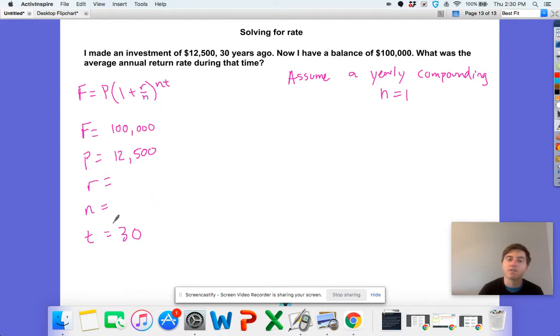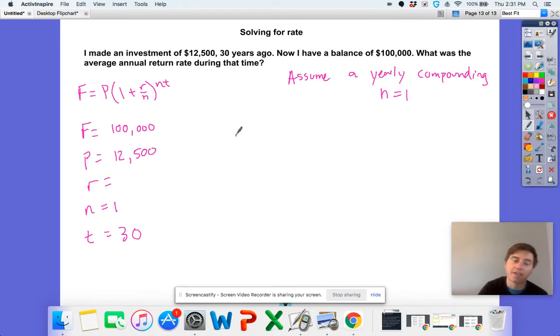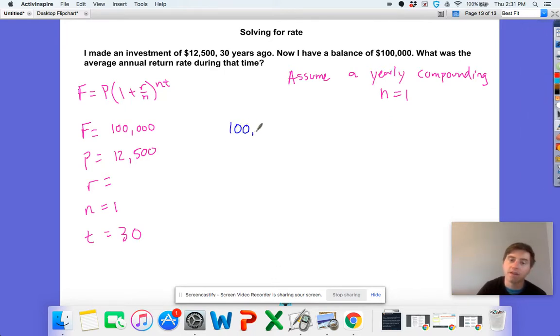What was the average rate of return? Well, we know n is 1 because we just decided that, because it doesn't specify, and that's what we're really looking at. So we're going to say that future value 100,000 equals the original 12.5 times 1 plus r over n. If n is 1, that means it's r over 1, and anything divided by 1 is just itself. So r divided by 1 is r, and I'll just put that as an r so I don't have to write another step.